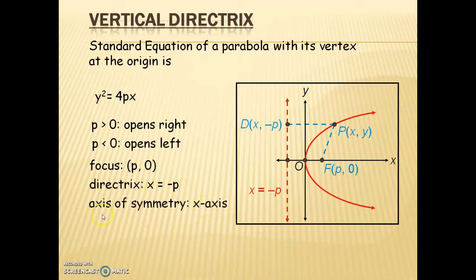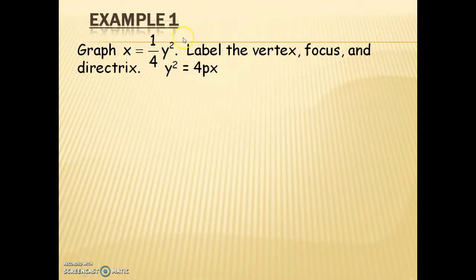And for the last, axis of symmetry. In a vertical directrix, the axis of symmetry is always the x-axis. Remember that, if the vertex is at the origin, that's the condition. So let's go to the examples. We have example number 1. Graph x equals 1/4 multiplied by y squared. We need to label the vertex, focus, and directrix.